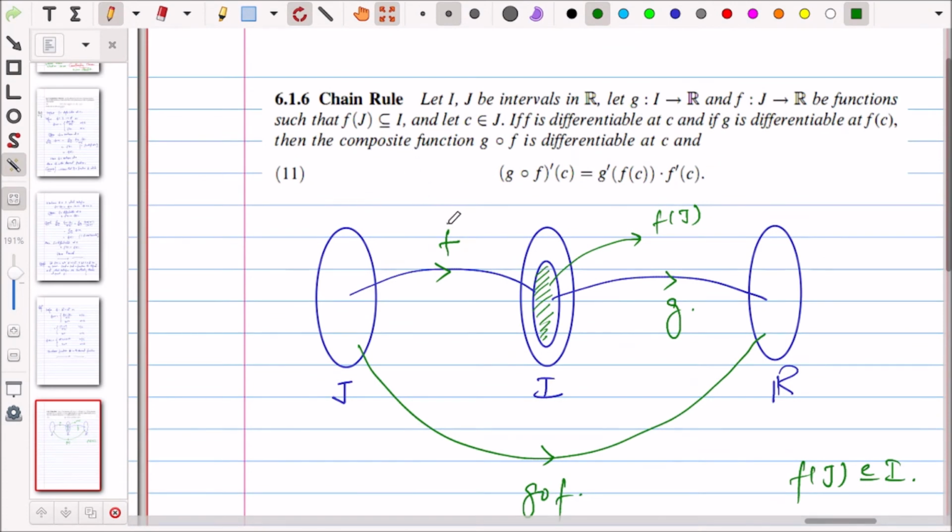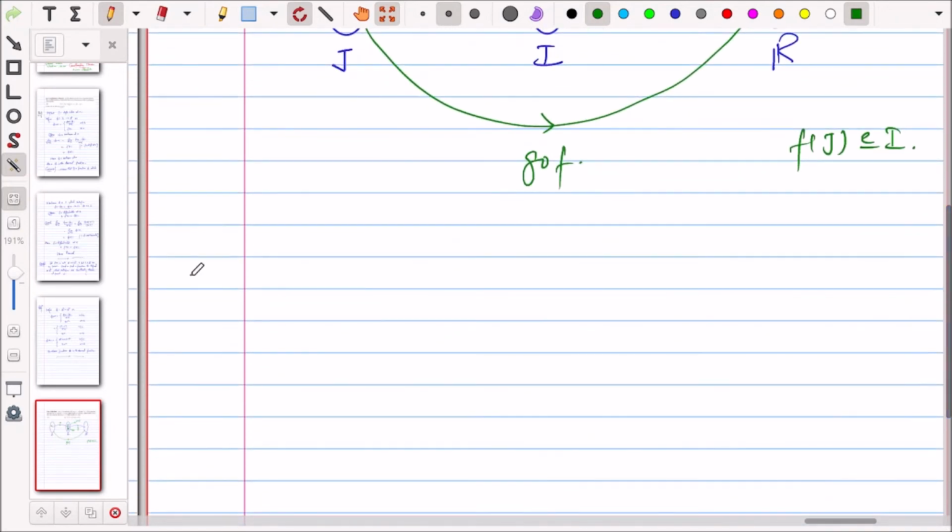You are given f is differentiable and c is some point here, and your f(c) will be somewhere here. So c is here, f(c) is somewhere here, and you're given that f is differentiable at c, and g is differentiable at f(c), right? Then you have to show that g of f is differentiable at c, and the value of the derivative is equal to this. Fine. So we will use Carathéodory theorem to prove this.